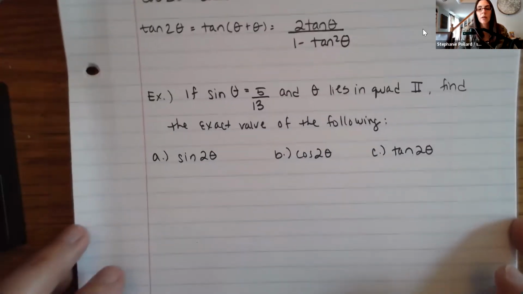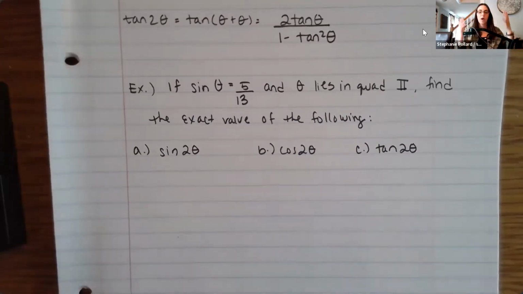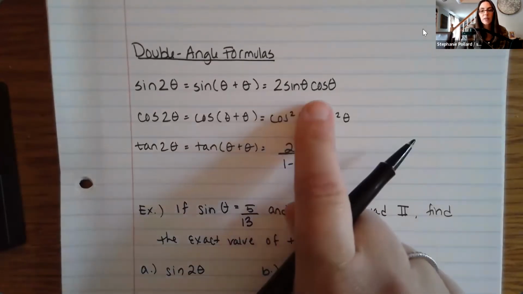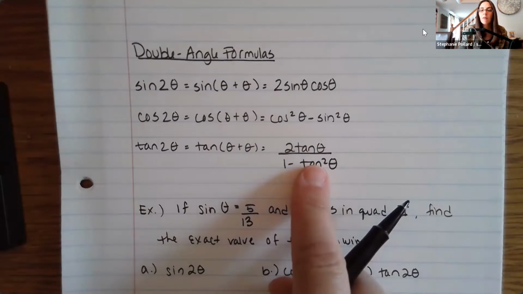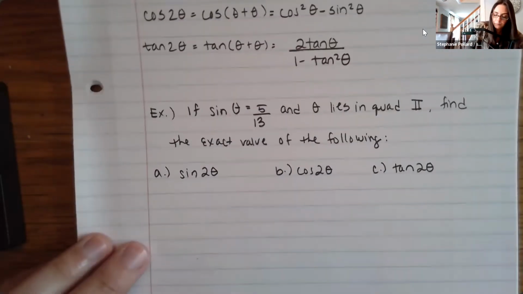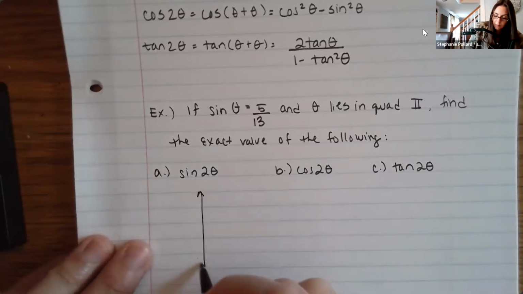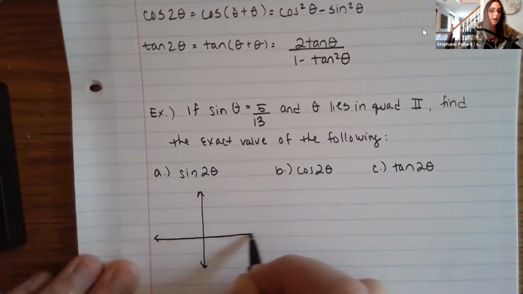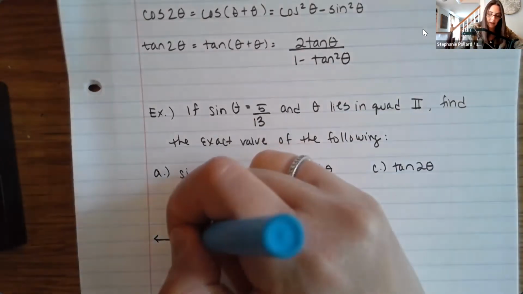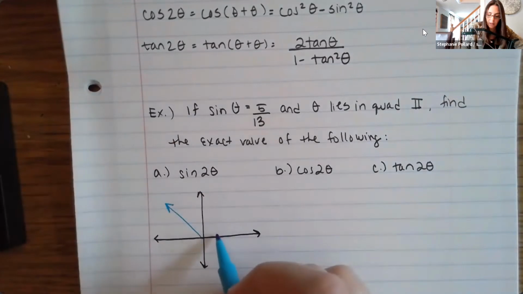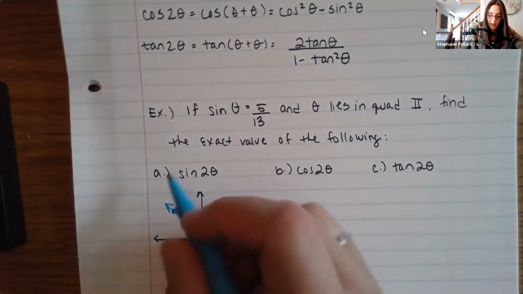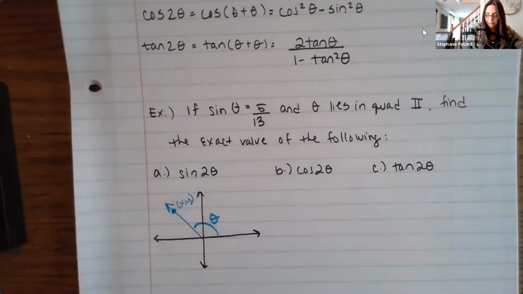So the first thing I want to do is I do like to draw a picture to start before we hop into the formulas. If you notice here in the formulas, we do also need to know what cosine of theta and tangent of theta are for some of them. So instead of just jumping right in, I want to find those values first. Now, I don't know my exact angle, but I do know it's in the second quadrant. So I'm just going to kind of draw it over here somewhere. So this is my theta. And let's say this is my point x, y.